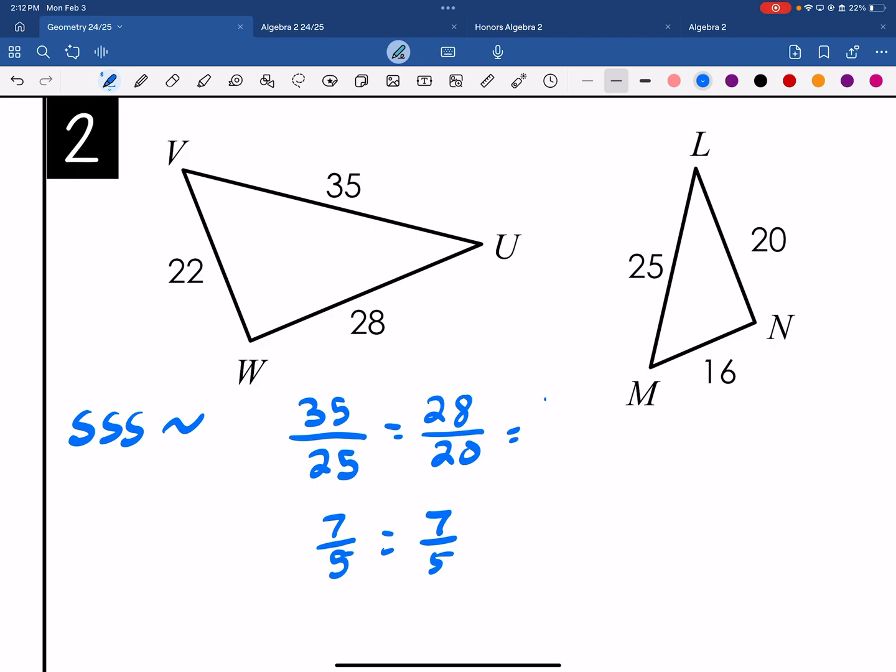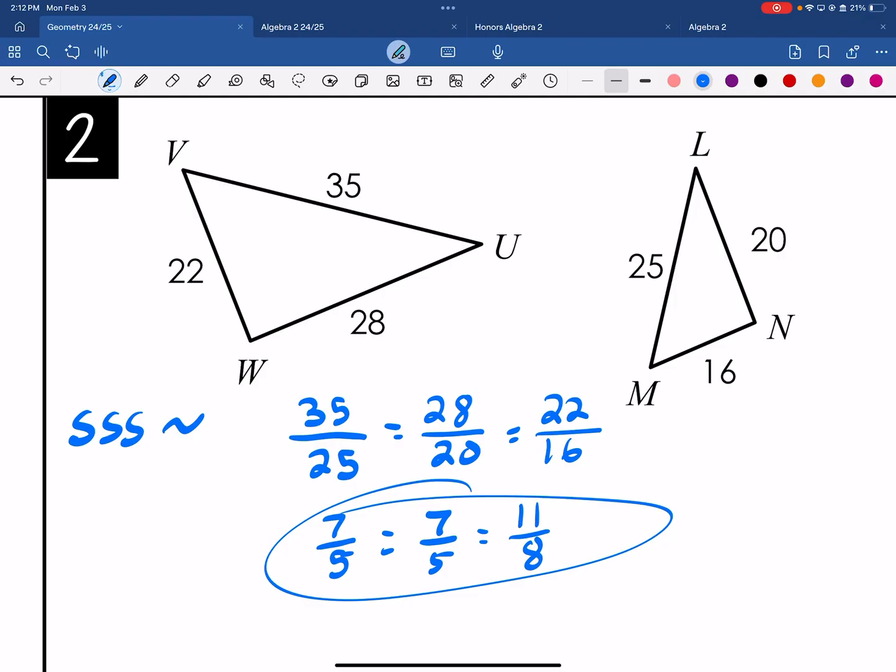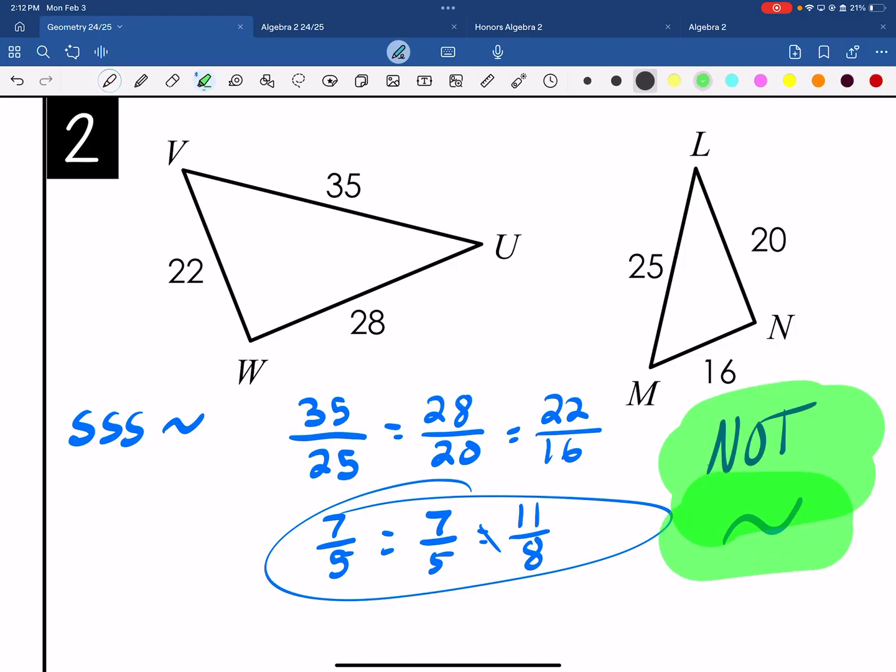The last one, smallest over smallest. It doesn't look good anymore. I think that's 11 over 8. Are they all the same? Don't think so. So these are not similar. Doesn't matter that these two are the same. All of them have to be the same.